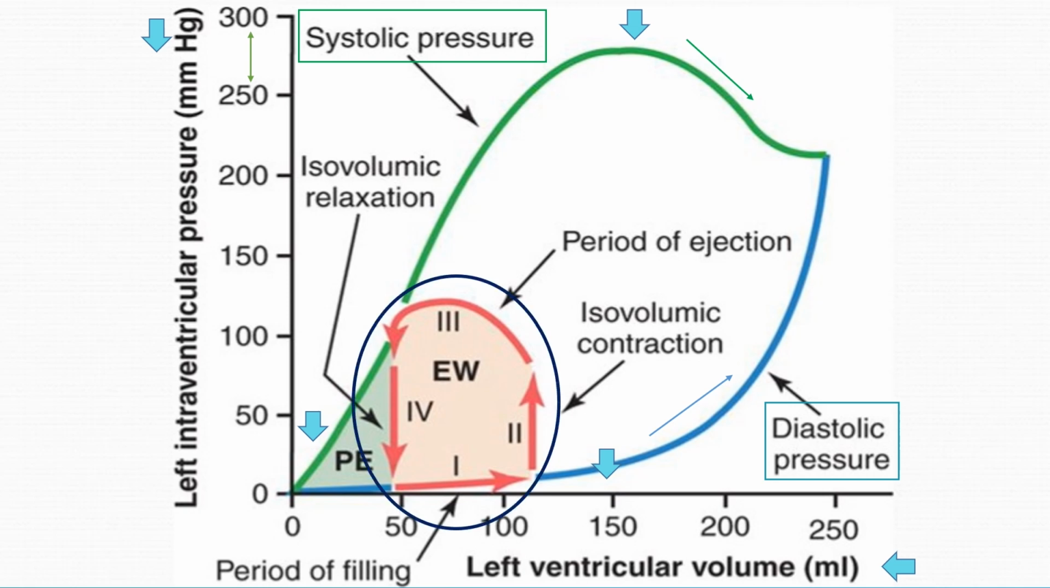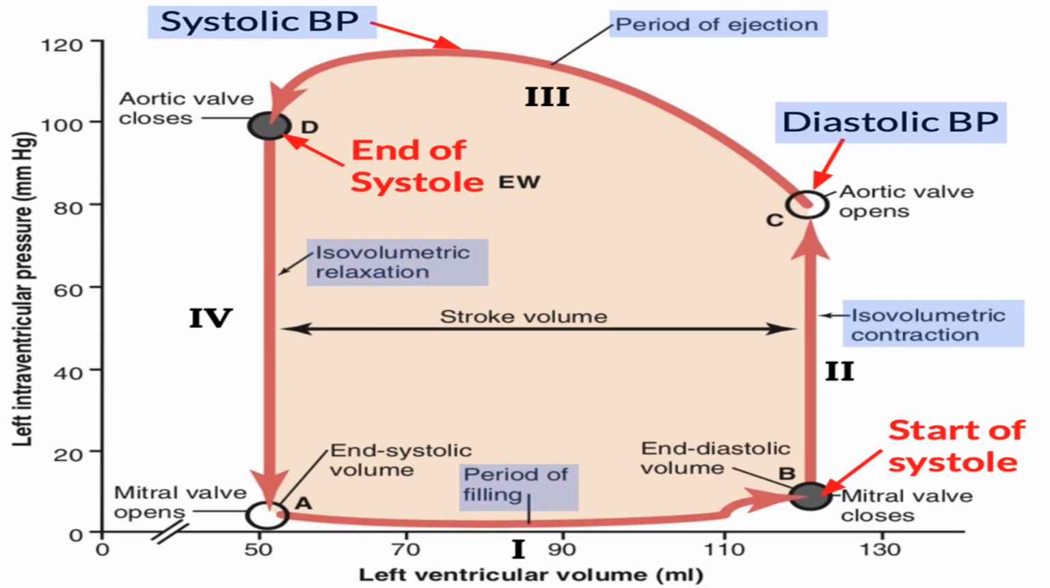Now let's discuss about the volume pressure diagram during the cardiac cycle in four phases. Phase 1, which is period of filling. It begins at a ventricular volume of about 50 milliliter and a diastolic pressure of 2 to 3 millimeter of mercury. As venous blood flows into the ventricle from the left atrium, the ventricular volume normally increases to about 120 milliliter and the diastolic pressure rising to about 5 to 7 millimeter of mercury.